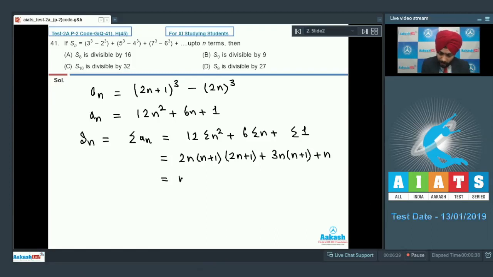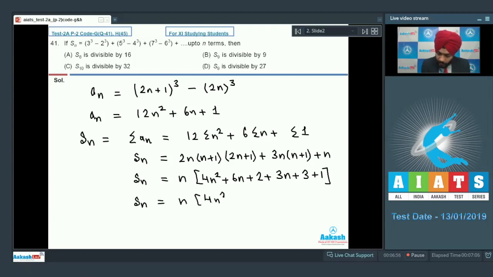Obviously, I can see that n is common. So this is 4n square plus 6n plus 2, plus 3n plus 3, plus 1. So Sn ultimately comes out to be equal to n into (4n square plus 9n plus 6). Okay. So let us give some comments on S8, S9 and S10.